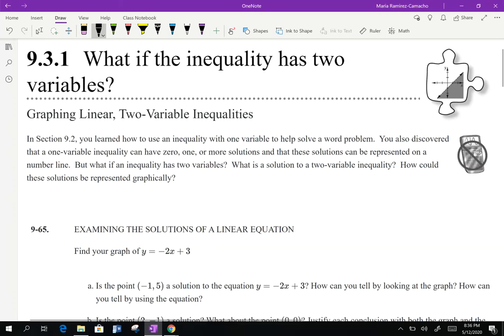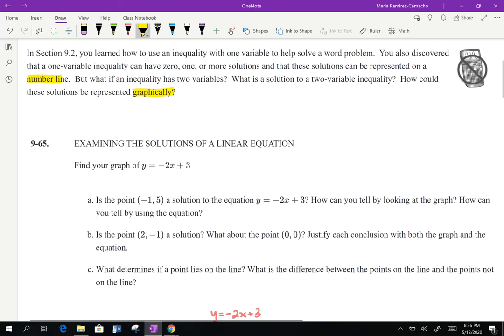This is lesson 9.3.1, graphing linear two-variable inequalities. In section 9.2, you learned how to use an inequality with one variable to help solve a word problem. You also discovered that a one-variable inequality can have 0, 1, or more solutions, and that these solutions can be represented on a number line. But what if the inequality has two variables? So instead of just x, x and y. What is the solution to a two-variable inequality? How could these solutions be represented graphically? That is what we are going to find out today.